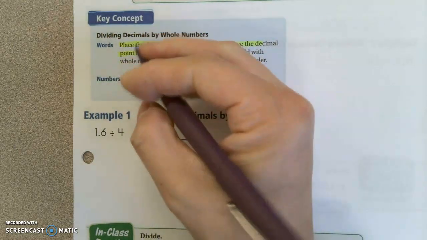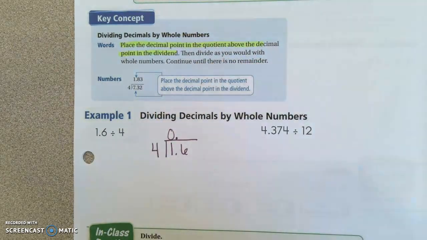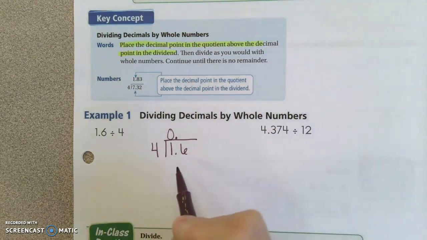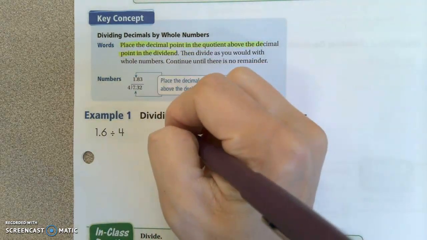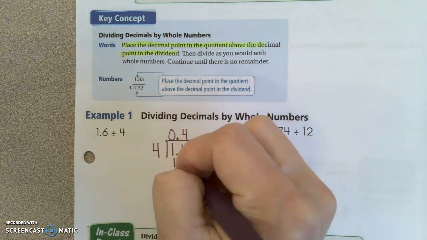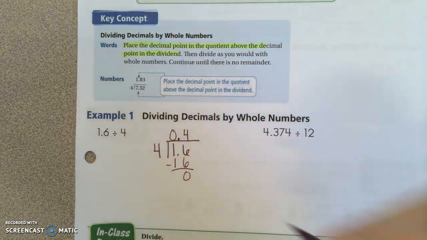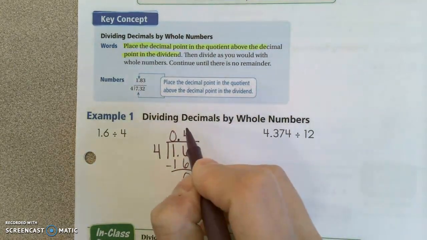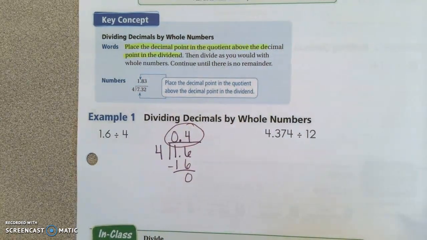4 does not go into 1, so put a 0 here. Okay, we're not going to put an X or leave it blank. This shows 4 goes into 1 0 times. Then I'm looking at 16. 4 goes into 16 4 times. 4 times 4 is 16. So my quotient is 4/10.